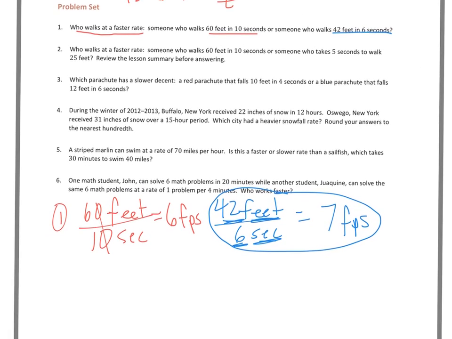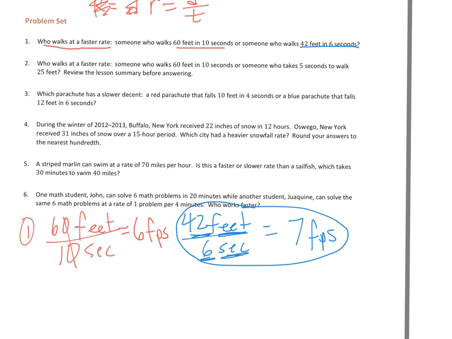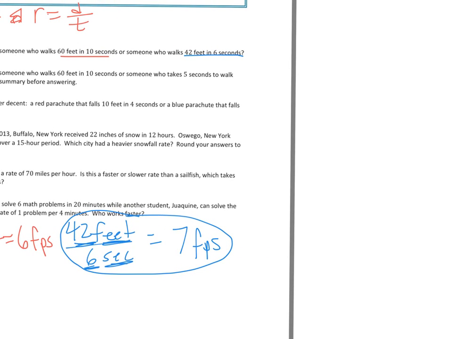We're going to do 4 of these. So 2 says, who walks at a faster rate? Someone who walks 60 feet in 10 seconds, or someone who takes 5 seconds to walk 25 feet. So this one is worded a little differently, but it's still similar to the same thing. So we have 60 feet per 10 seconds. And remember, when we're trying to figure this out, we're doing rate equals distance over time. So distance is going on top.